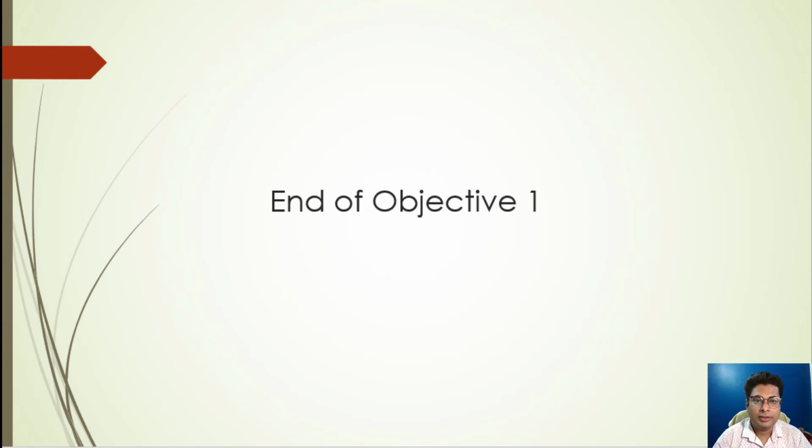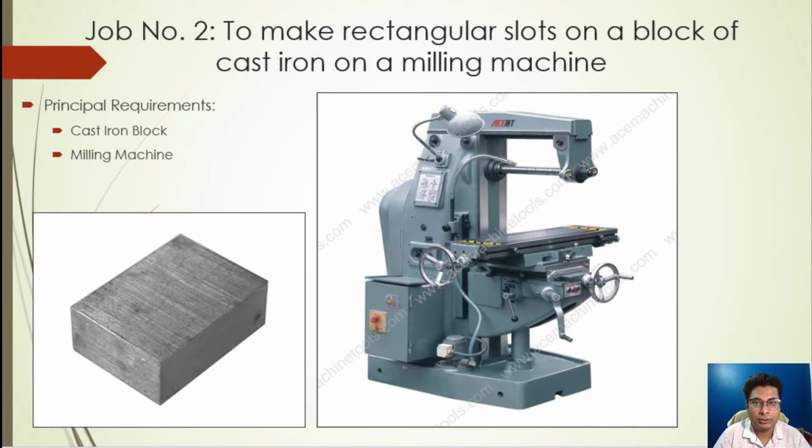Now this brings us to the end of objective 1 or job number 1. Now moving further to objective number 2 or job number 2, that is to make a rectangular slot on a block of cast iron on a milling machine.